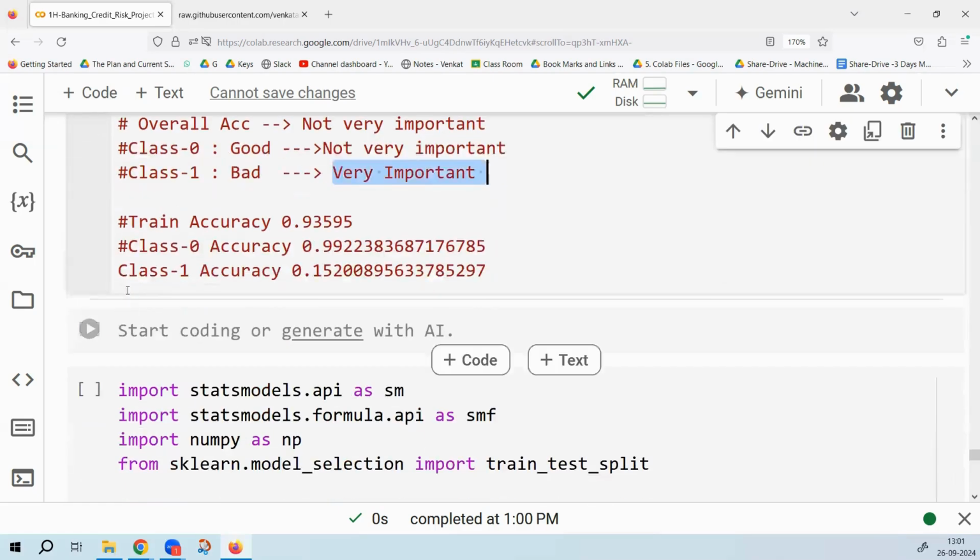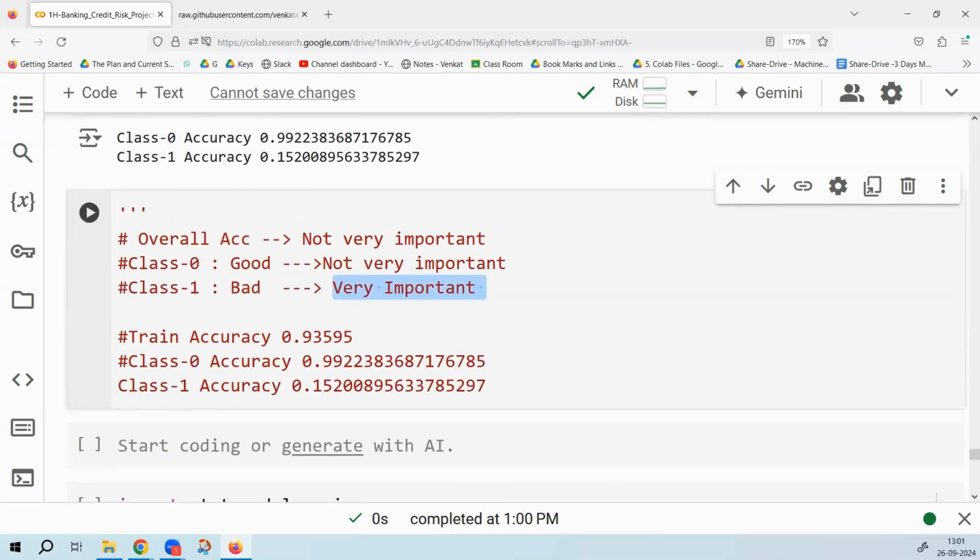Class 1, which is bad, is it very important? Yes, very important. What is the accuracy of the class which is very important for you, the class you are really looking for? Class 1, 15%. Is your model in good shape right now? No, sir. Is 15% accuracy accepted in the industry? No, sir. Better than 80% is deserved. Here we are getting only 15%, not even 50%.